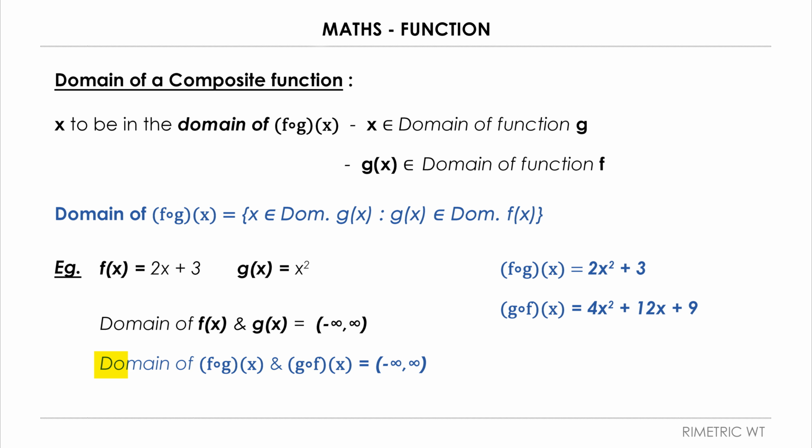However, we can't always determine the domain of a composite function simply by looking at its final simplified form. Instead, we must always consider the original functions, because simplification during composition may hide some restrictions on the domain, as we saw in our previous video on the combination of functions.